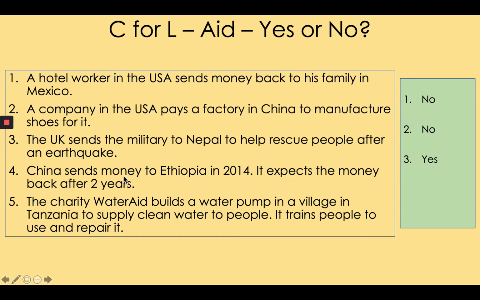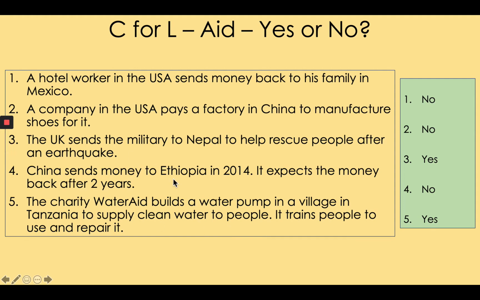4, China sends money to Ethiopia in 2014. It expects the money back after 2 years. That is not aid, that's called a loan, when you expect the money back. And number 5, the charity WaterAid builds a water pump in a village in Tanzania, which is a country in Africa, to supply clean water to people. It trains people to use and repair it. That is aid. It's providing a resource and a service, training, directly to help people. It doesn't expect anything in return.